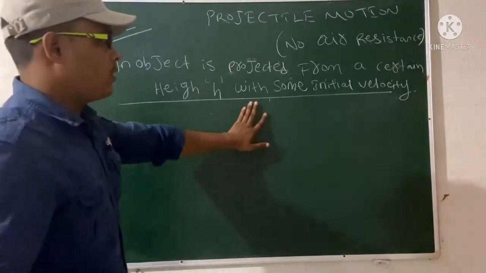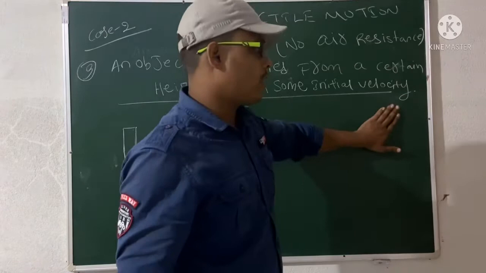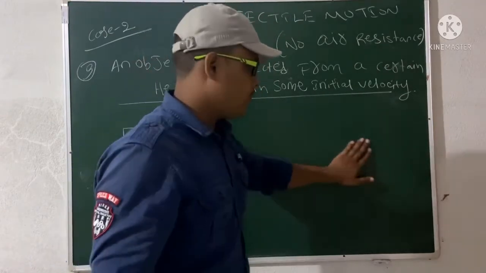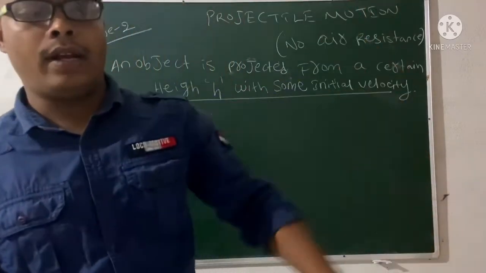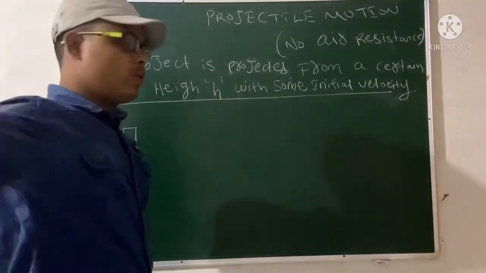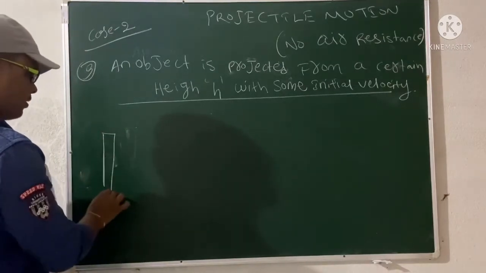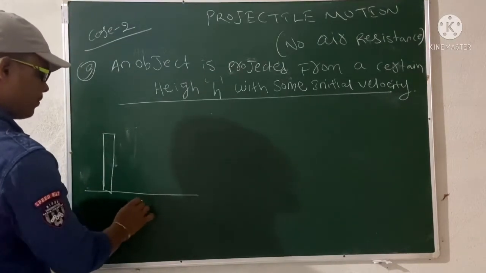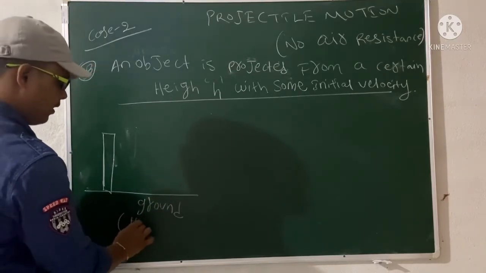So this is one application of the launching of a rocket. When we are launching a rocket, we give some initial velocity from a certain height h, then it will move upward, and after reaching the maximum height it will fall down. Right. What is the diagram? We have some height h, and this is the ground, that is the horizontal.